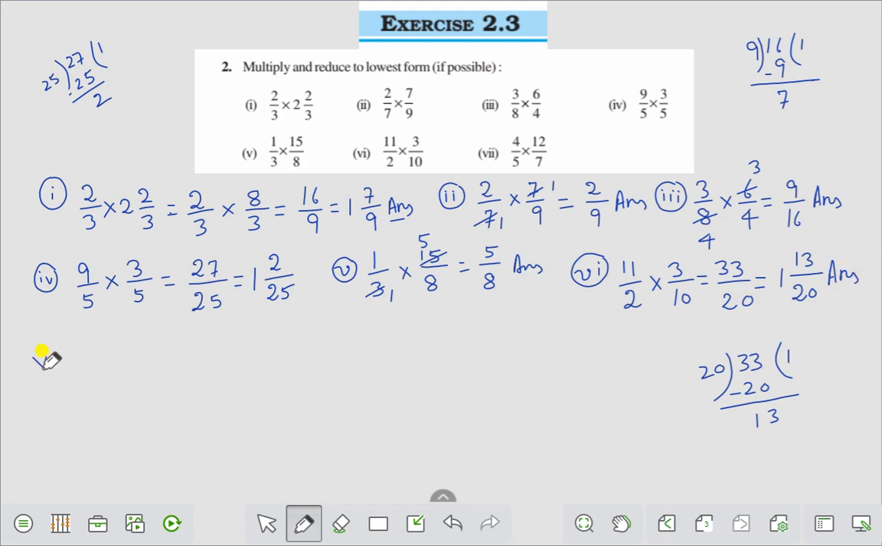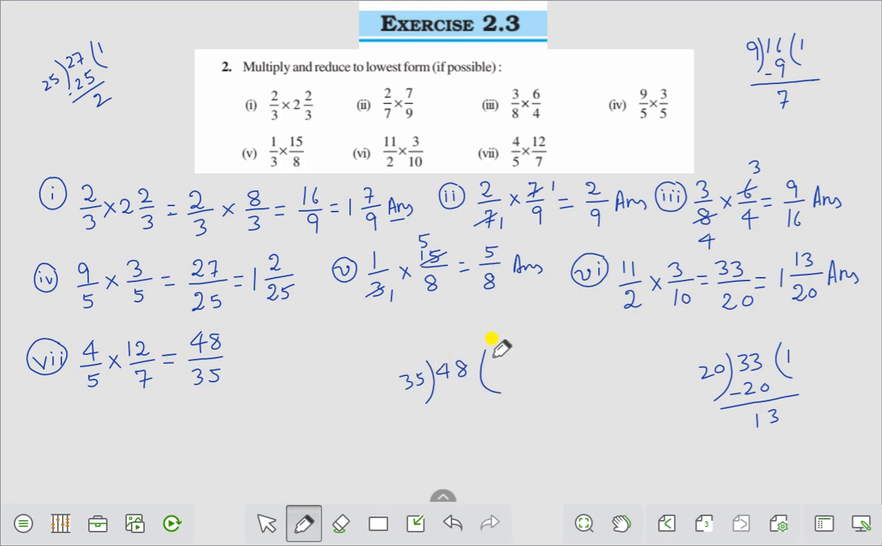Now question number 7 is 4 by 5 into 12 by 7. That is equal to 4 into 12, 4 12s are 48, and 5 7s are 35. Right? Now divide 48 by 35.